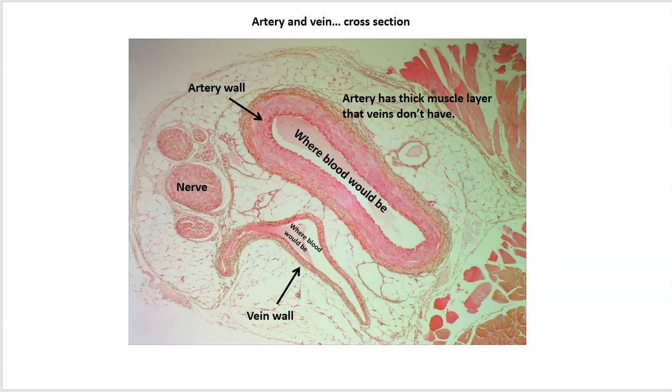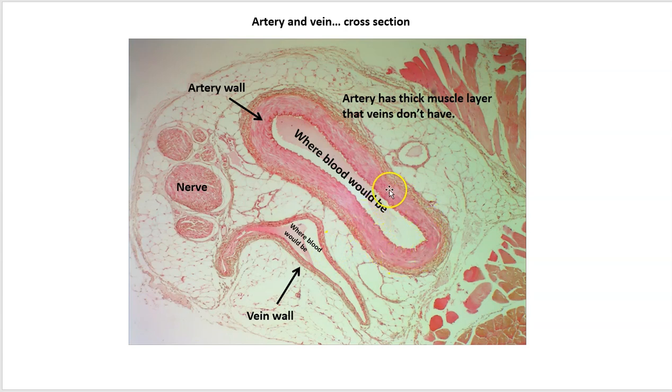Let's take a look at the artery and vein. Here we have a nice cross section through part of an organism, part of an animal, and we see this thick arterial wall here. And then the wall of the vein is smaller. It doesn't have a muscle layer to the extent that the artery does.